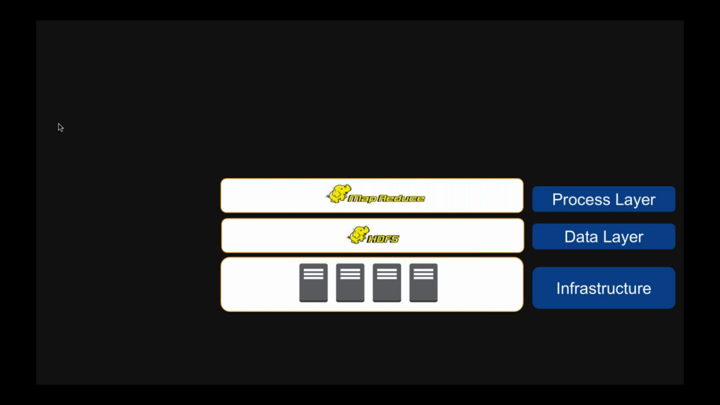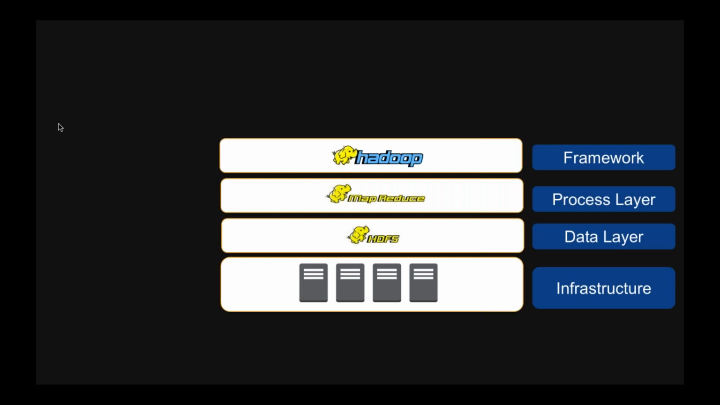MapReduce was the original process layer that was designed to work across HDFS. Hadoop was the framework, and this kind of served us well for a small amount of time, but IT professionals, being the impatient bunch that they are, said, well, we can make this better. We're finding MapReduce is a little bit clunky and hard to work with. We'd prefer a higher level language, and so applications like Hive and Pig were born.